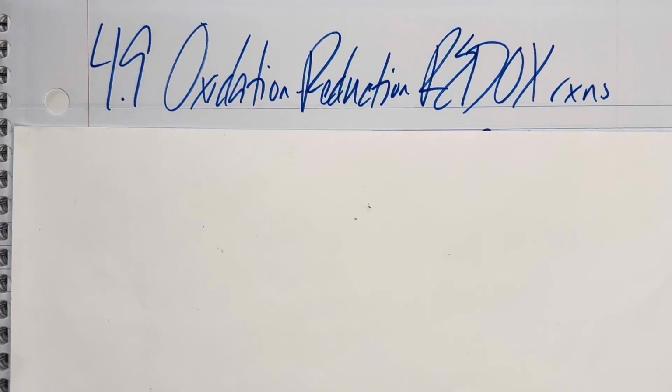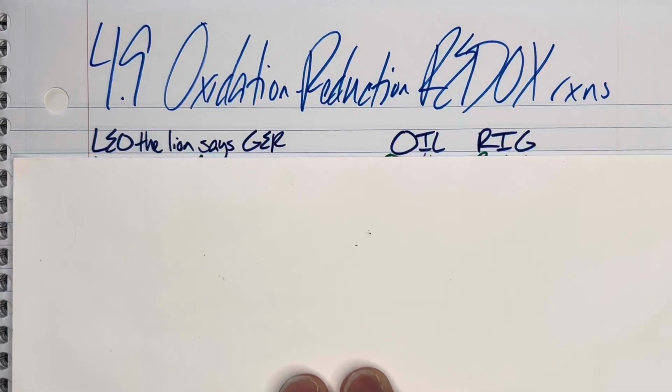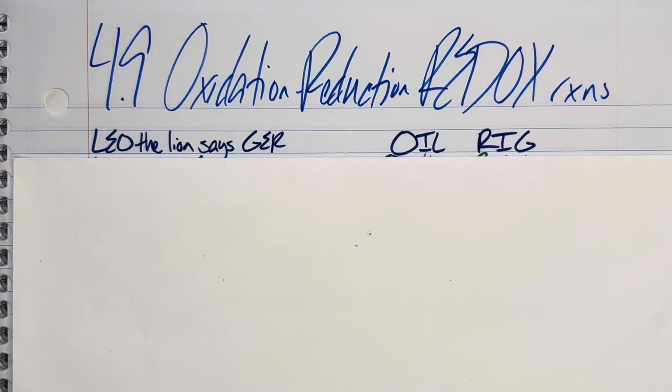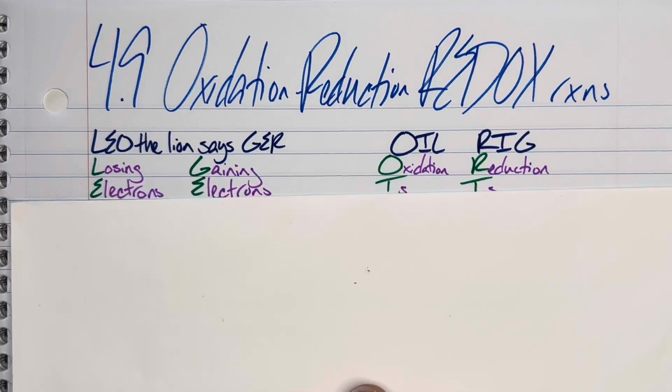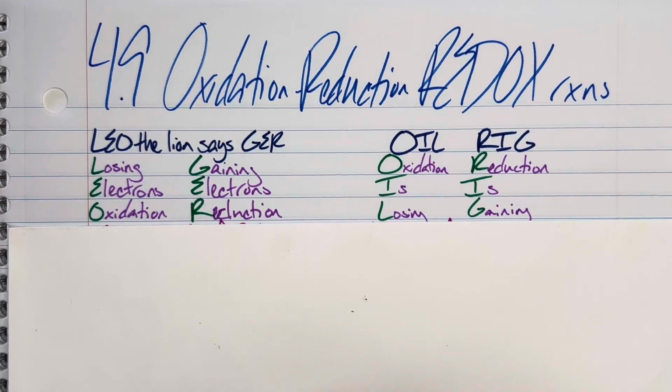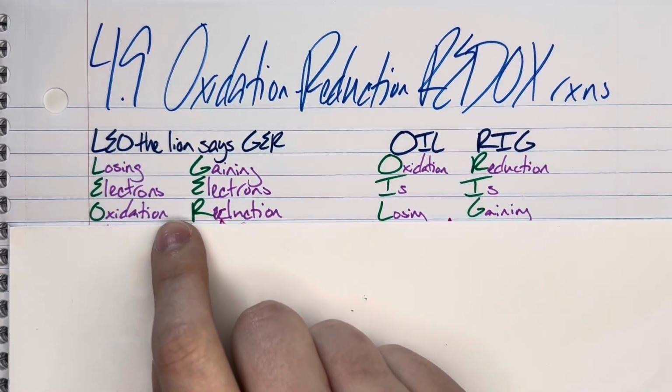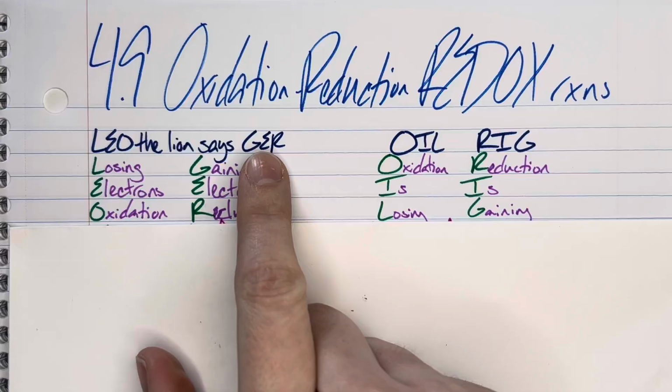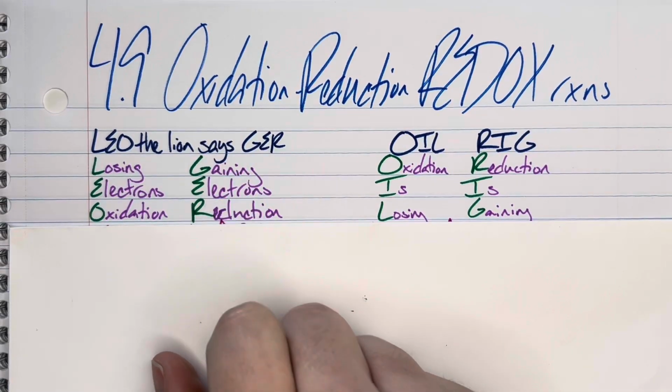AP Chemistry, Unit 4.9, Oxidation-Reduction, Redox Reactions. So we have two ways of memorizing which thing is which. We have LEO the lion says GER, or OIL RIG. LEO the lion, the LEO part means losing electrons oxidation, and the GER part, spelled G-E-R, is gaining electrons reduction.